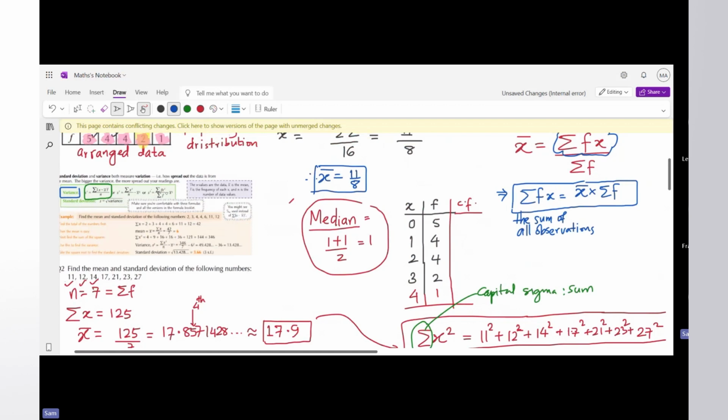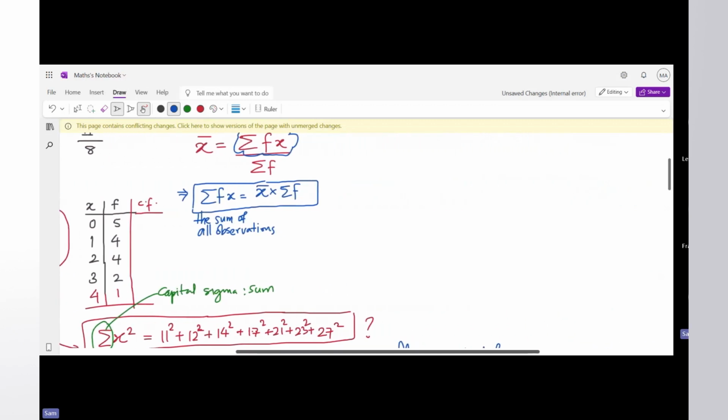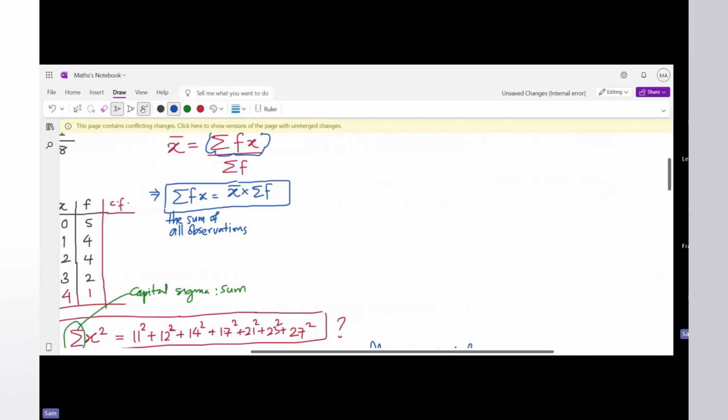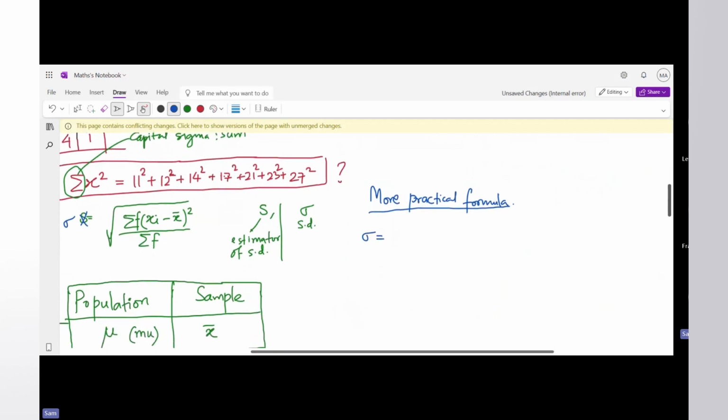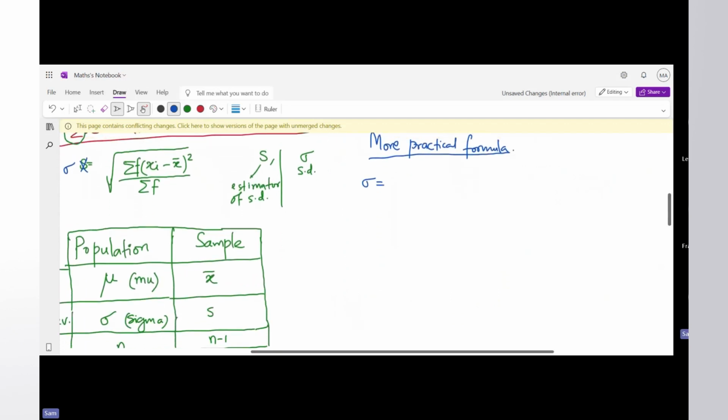Most of the time you will be asked to work with the standard deviation only. But let us see what this variance means, because it will help us do the calculations without the square root. So let me write sigma or S. This formula is the square root of sigma xi minus x bar whole squared divided by n.